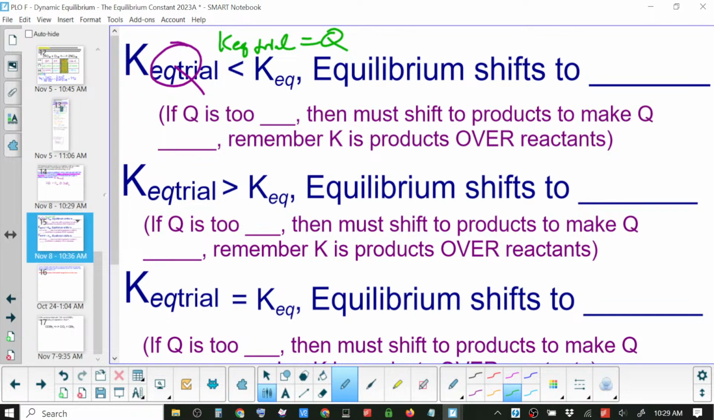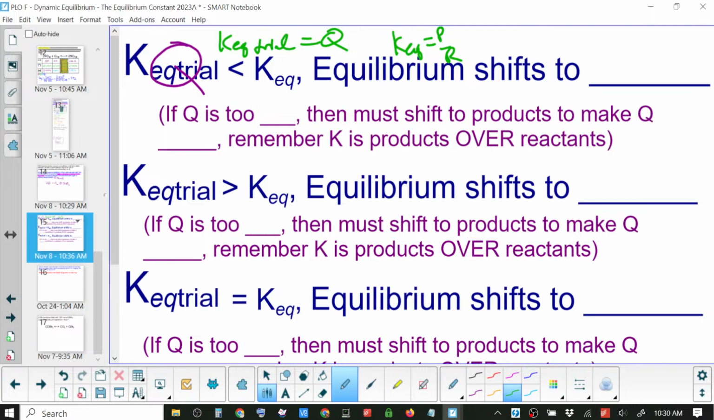Now, if the KQ trial is less than the KQ, and knowing that the KQ is products over reactants, then which way is it going to shift? If the KQ trial is too small, so the number is too small, which way does it have to shift to make the number bigger?